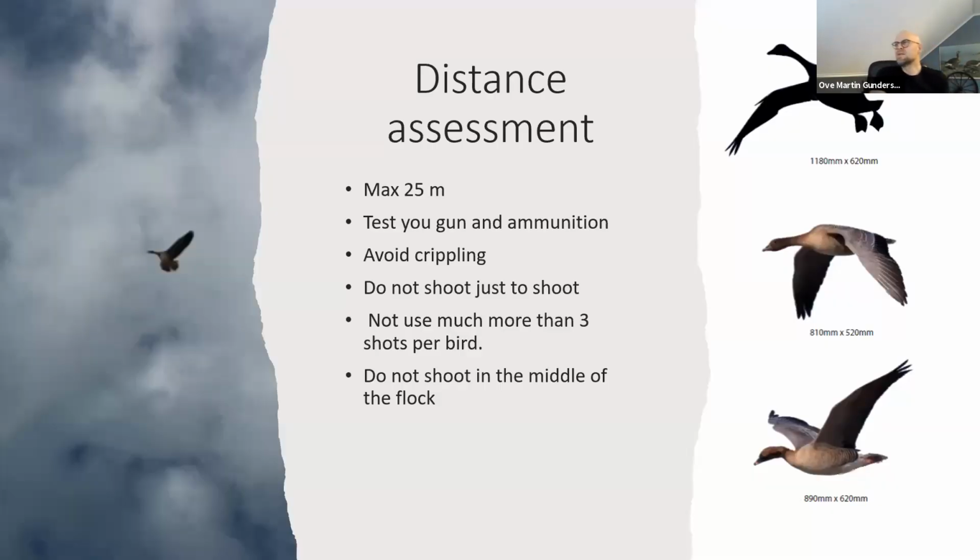But the distance assessment, that's what hunters need to train on. If you see on the picture on the right side, my left side of my picture, there is a goose high up. That's probably too high to shoot. When you shoot them flying over you, it's very difficult to see if it's 25 or 35 meters. But using decoys, you will always see how close they are. And what hunters should do is actually test their guns and ammunition. I will talk a bit more about that later to avoid the crippling.